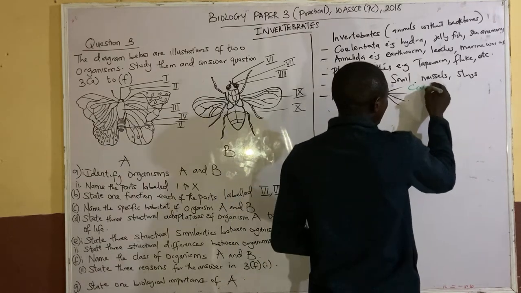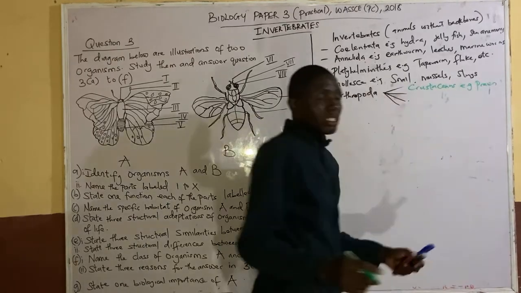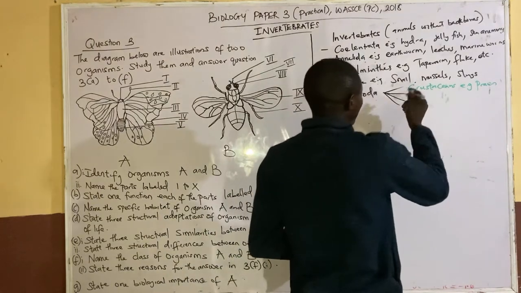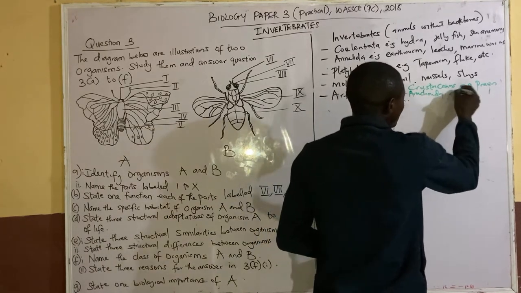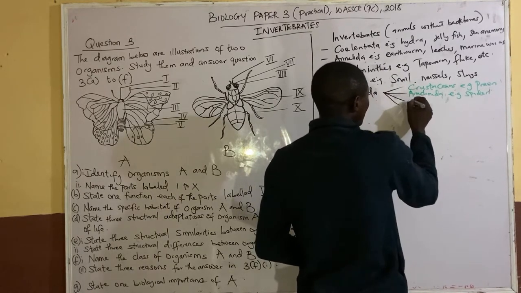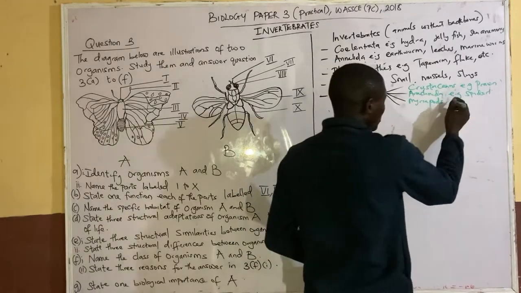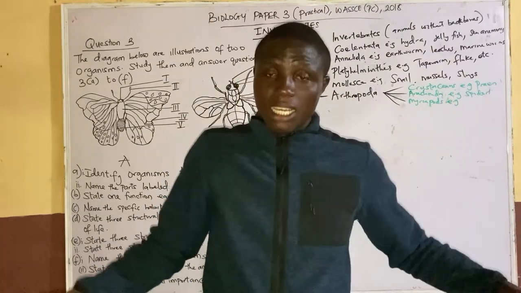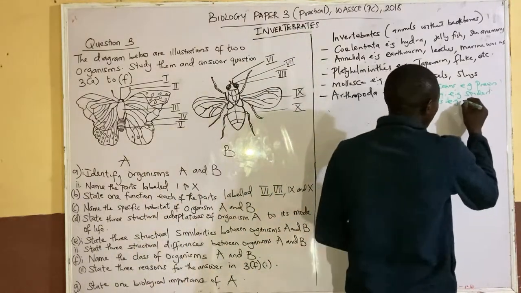The first class is crustaceans. For example, the prawn is found in water. We have the arachnida. An example is the spider. The next one is the myriapods. Myriapods are organisms that have more than three pairs of legs. That is, they have eight legs, ten legs; they have many legs that they walk on. Examples are centipedes and millipedes.